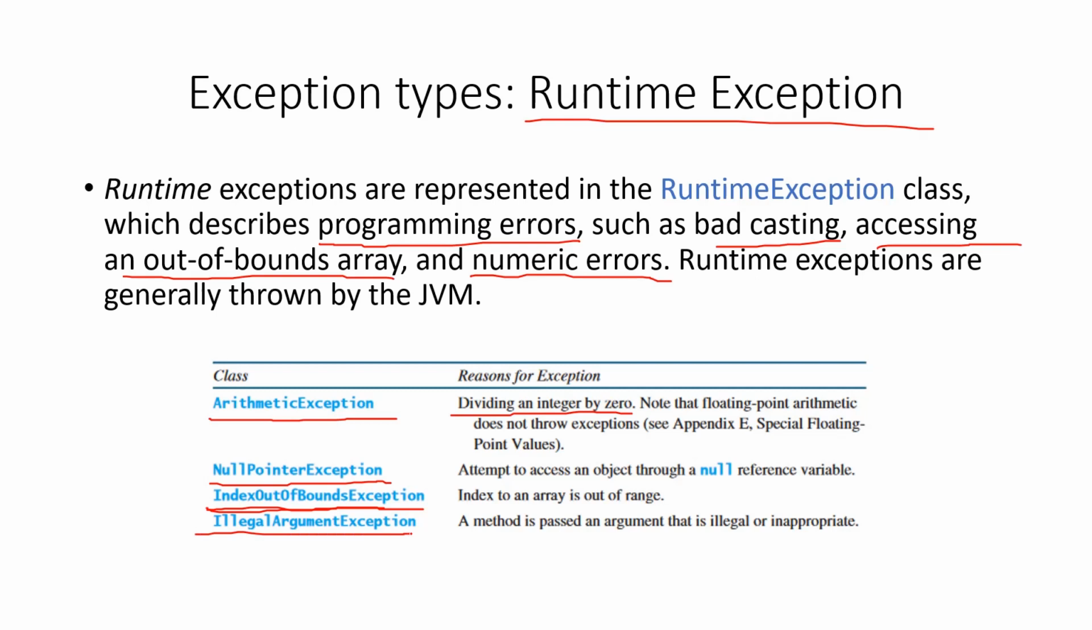IllegalArgumentException is an exception that is used when we get some argument in a method that is inappropriate or illegal.